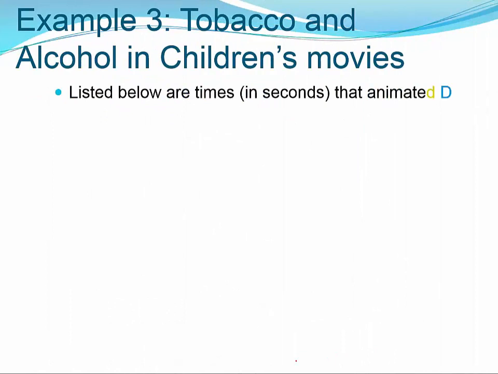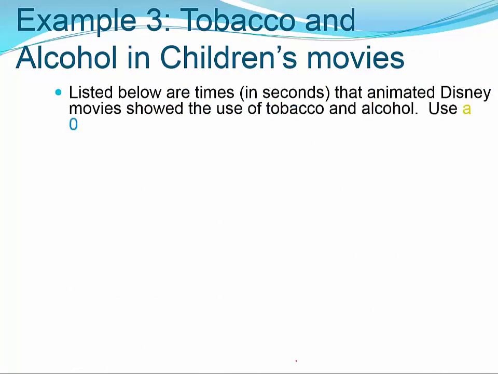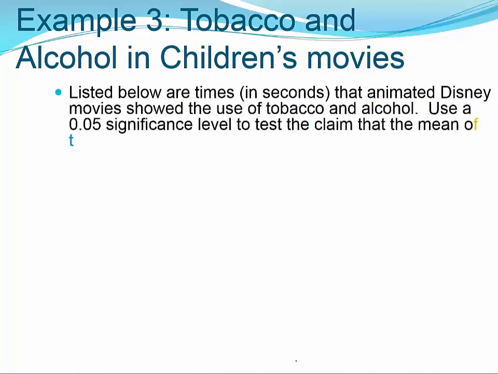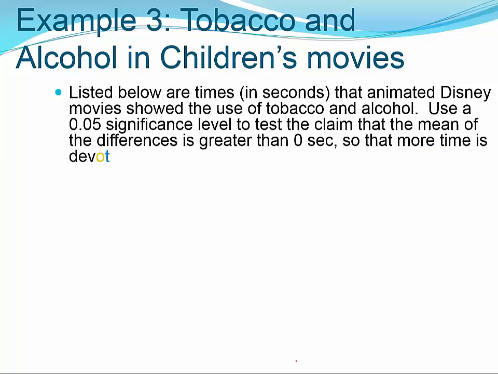Okay, so for our third example, we're going to look at times and seconds that animated Disney movies showed the use of tobacco and alcohol. We're going to use a 0.05 significance level to test the claim that the mean of the differences is greater than 0 seconds, so that more time is devoted to showing tobacco than alcohol.